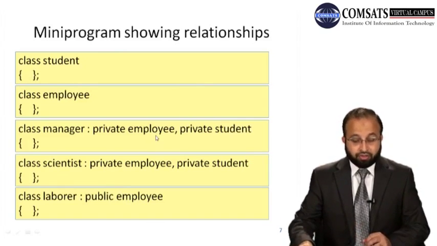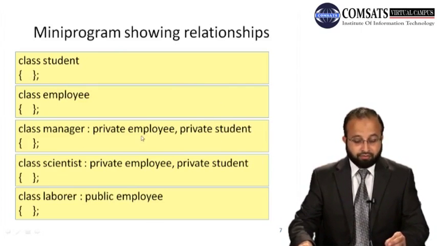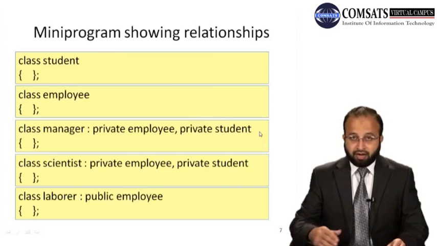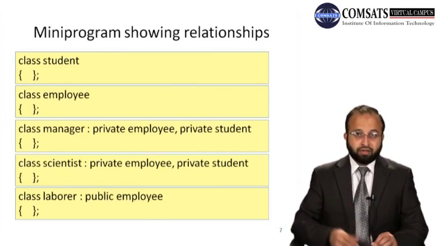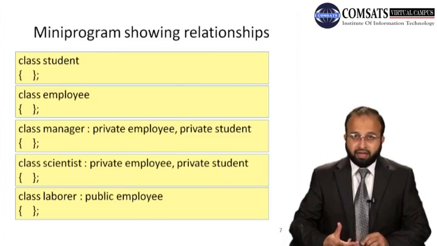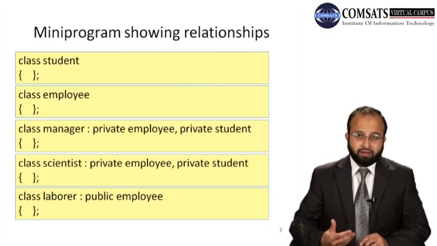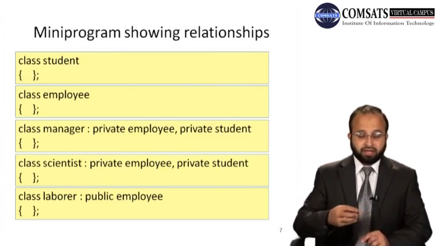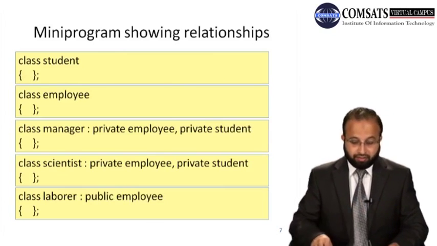You can inherit any number of classes. You can have any number of base classes. So the manager class can be derived from employee, student, and any other class, right? The class that it inherits from means that it is basically getting all the behavior of that base class. So the behavior of the employee class becomes the behavior of the manager class. The behavior of the student class becomes the behavior of the manager class, right?